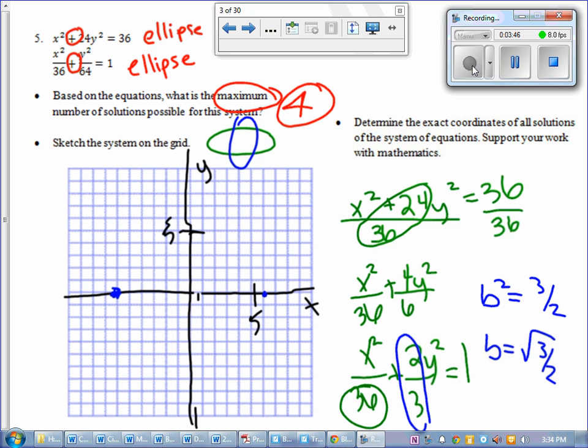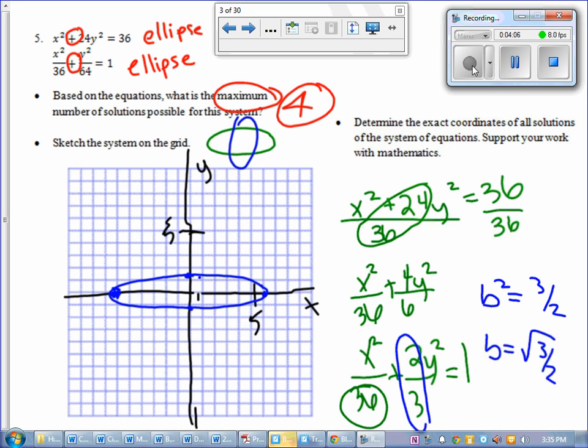And I'm just estimating here. 1.2 is a little bit more than 1. And negative 1.2 is a little bit below negative 1. So once I have the 4 points, those are my vertices and my co-vertices, I can now connect them with an ellipse. So that's the first equation.